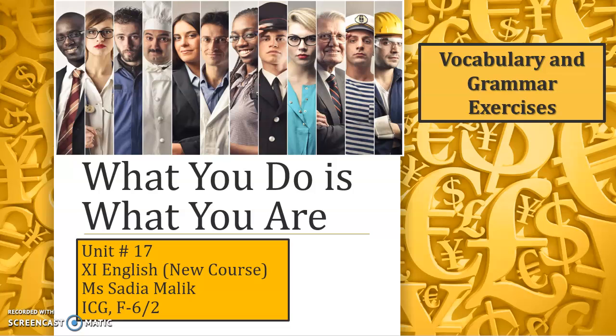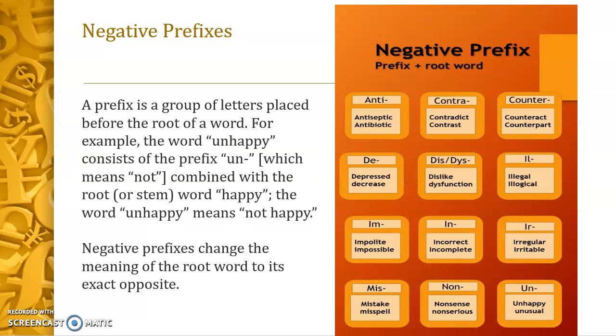So the first exercise is about prefixes. So first of all, let's talk about what prefixes are. A prefix is a group of letters placed before the root of a word. For example, the word unhappy consists of the prefix un, which means not, combined with the root or the stem of the word happy. The word unhappy means not happy. So prefix, as the word suggests, pre means before. So these are the group of words which are placed before the root word, and that changes the meaning.